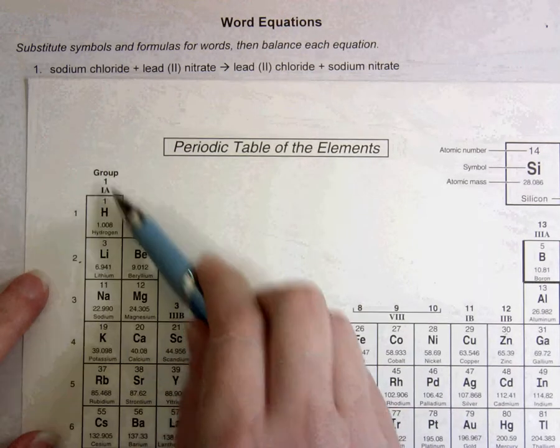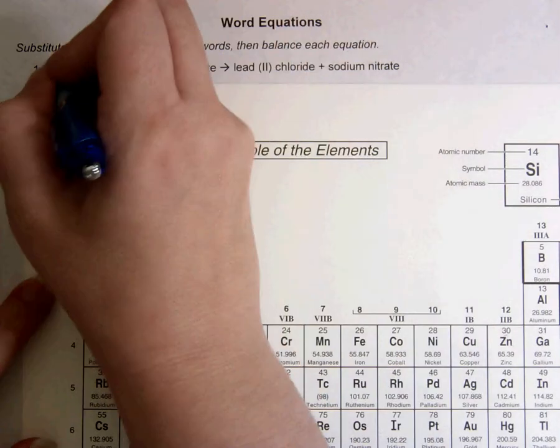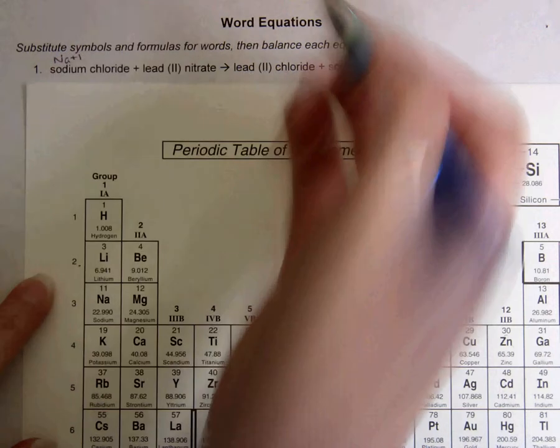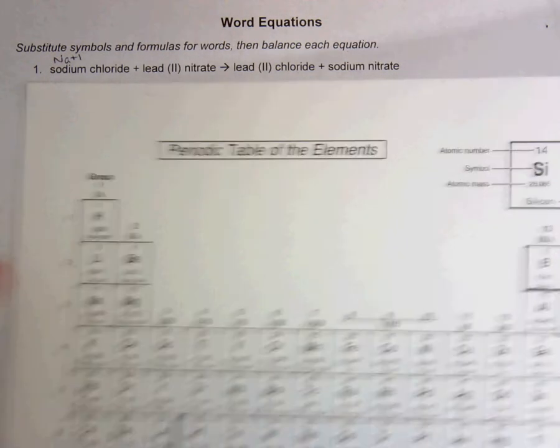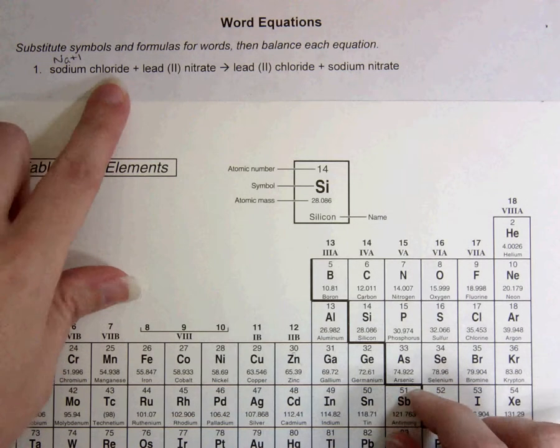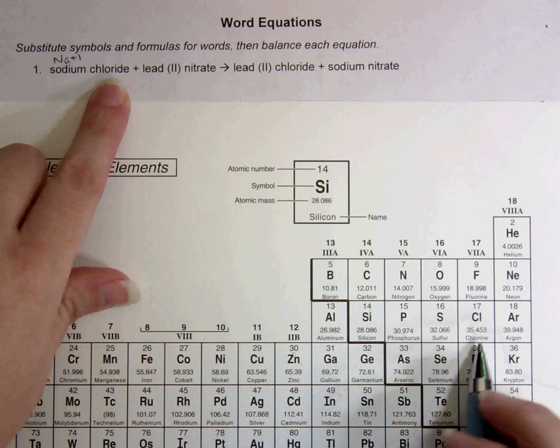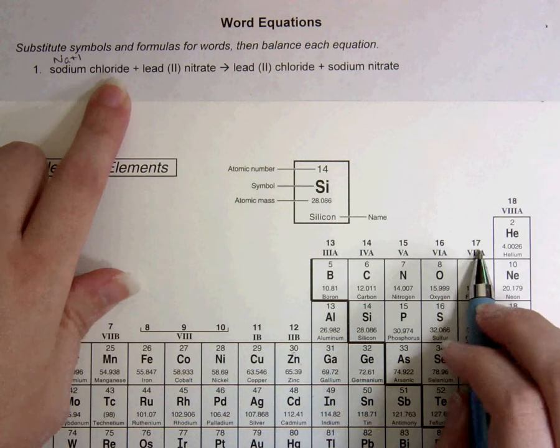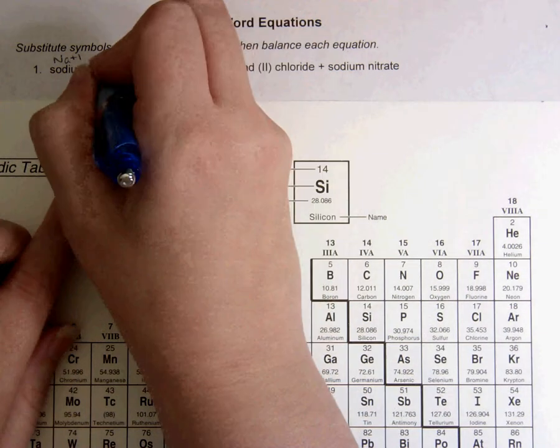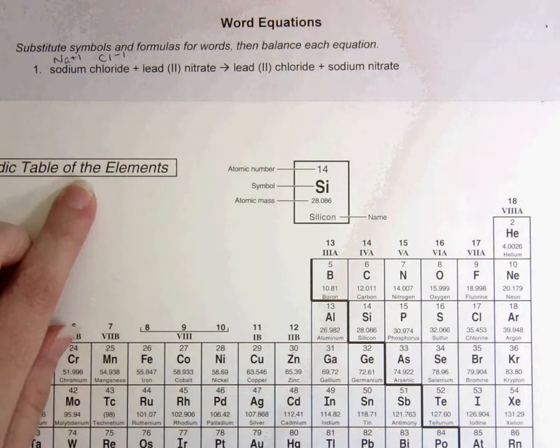So I'm going to look up sodium, Na, which is in group 1, so it's Na with a +1 charge. And then I have chloride, which I know the "ide" ending changed from what it was, so it's actually chlorine. It's in group 17, so it has a -1 charge, Cl -1.